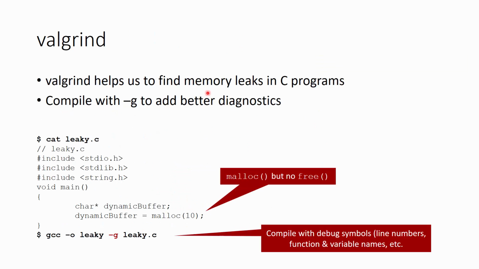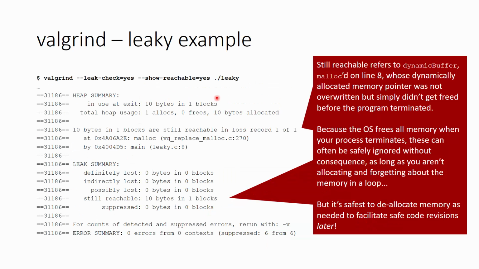So let's go back and look at the code for a sec. We told it to allocate 10 bytes, and we did it as just one block, not as multiple malloc calls, just one malloc call. So 10 bytes in one block, and then our total usage was 1 allocation, 0 times freed, and 10 bytes allocated. And it gives us this warning. 10 bytes in one block are still reachable in loss record 1 of 1.